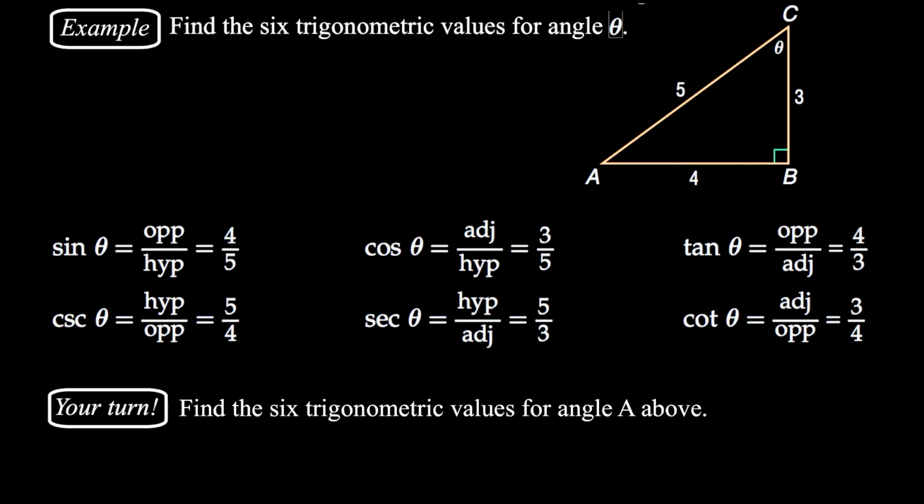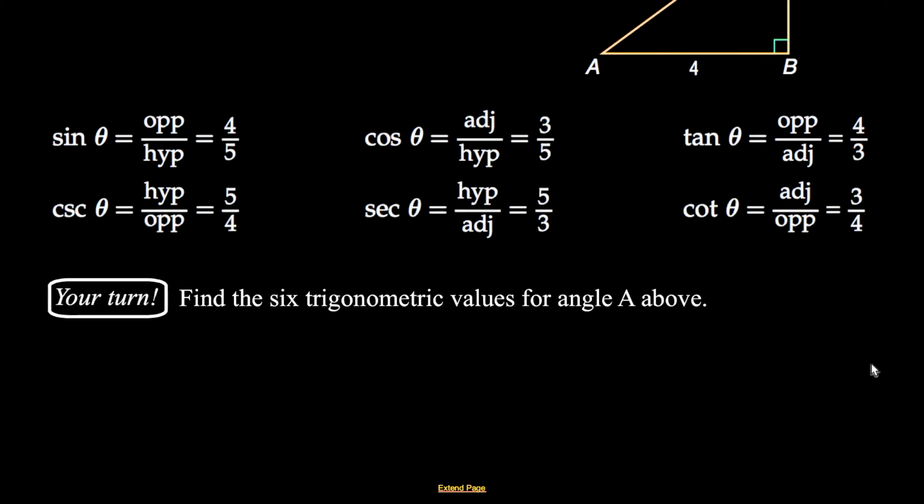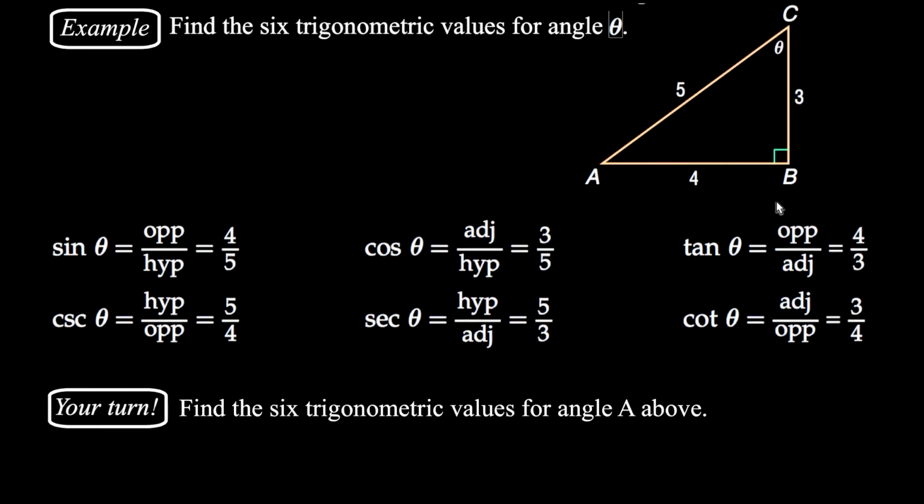Here is one for you to try. Find the 6 trig values for angle A using the same side ratios, but now you're going to switch from being up here at angle C to angle A. So the opposite is going to switch and the adjacent is going to switch. So go ahead and fill in all 6 of those trig function values.